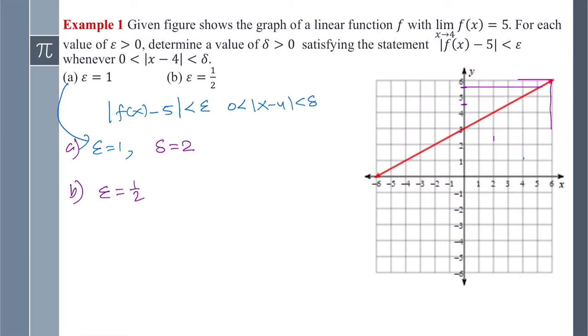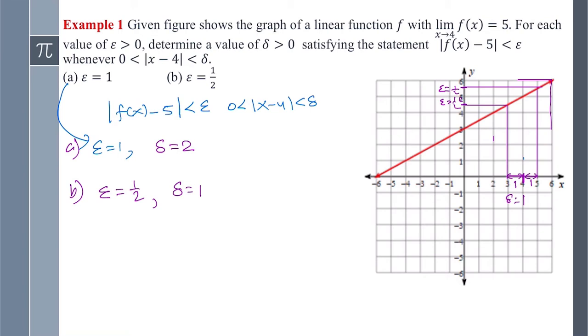I don't know if I did that exactly here. So now if I draw that down, this is 1/2. The epsilon is 1/2. Then we see that this is a, which is 4. Now delta is 1. This is 1, which is the delta. So if epsilon is 1/2, then delta is 1.